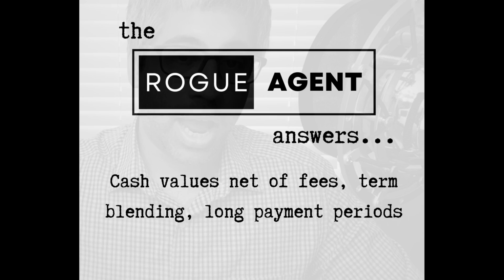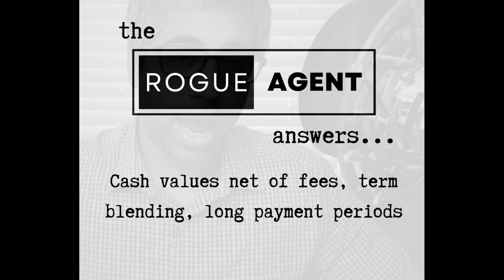Are the cash values net of fees, or are there other costs I have to take into account? Okay, so the cash values of all life insurance policies are net of whatever fees, commissions, and policy charges. What you see in the illustration under net cash value is what you have available to you right now.